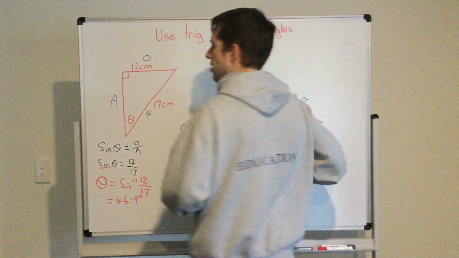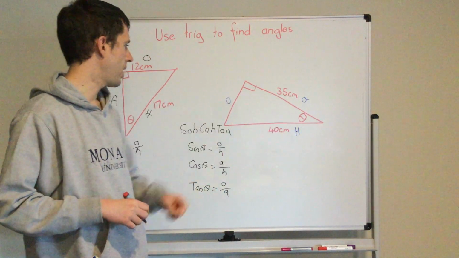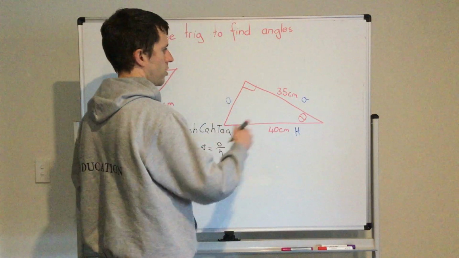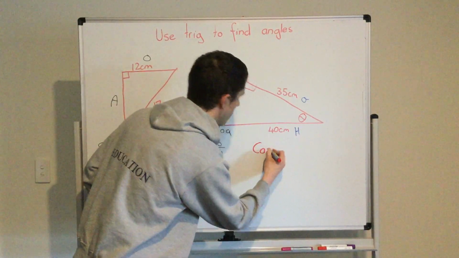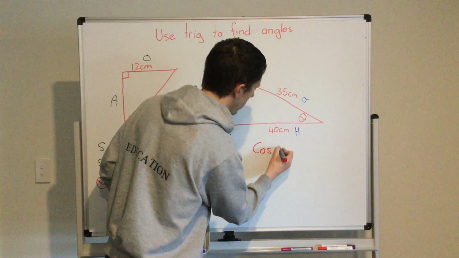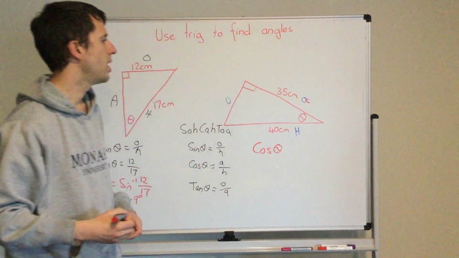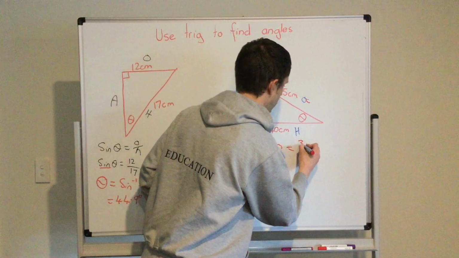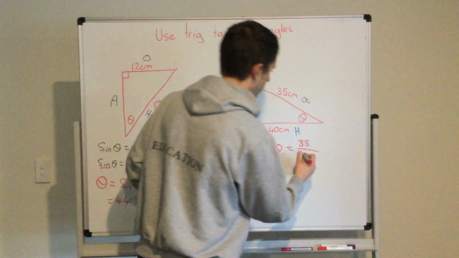So the next thing that I need to think about here with my equation is, okay, well, I've got O and I've got H. Oh, I'm doing sine again. So, sorry, I've got adjacent and I've got H, so I'm doing cos. My A looks like an O slightly, sorry about that. So I've got cos alpha, I don't know. I'll fix it up, there we go. And it equals adjacent, which is 35, over hypotenuse, which is 40.